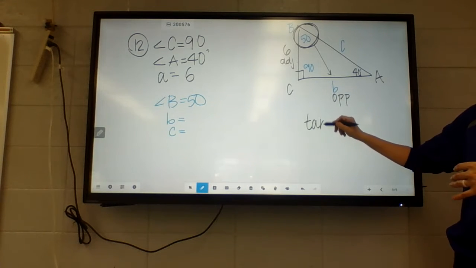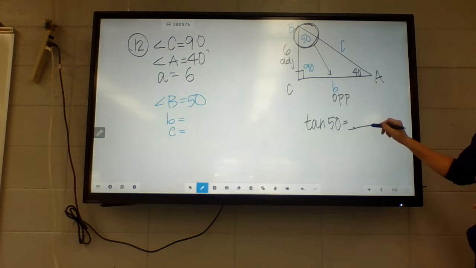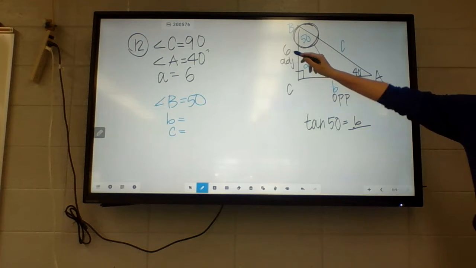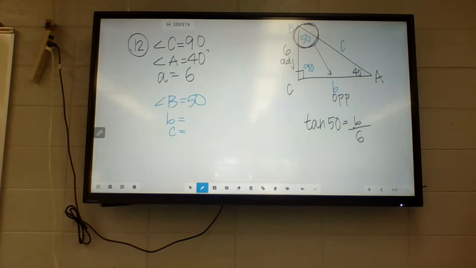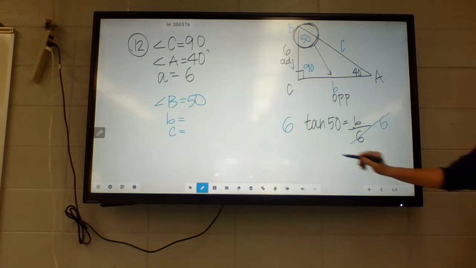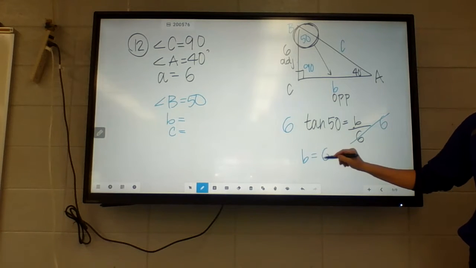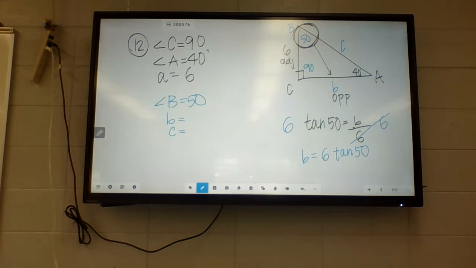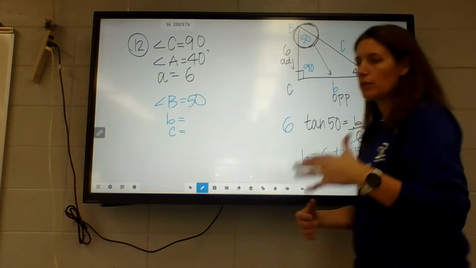So I'm going to do tangent of 50 equals opposite, which is little b, which looked like a 6, sorry, over 6. When I go to solve this, I don't have to do the cross multiply thing. I can just multiply each side by 6. So now b is 6 times the tangent of 50. Then once I know that, I can use the Pythagorean theorem to find c, or another trig ratio. It's up to you.